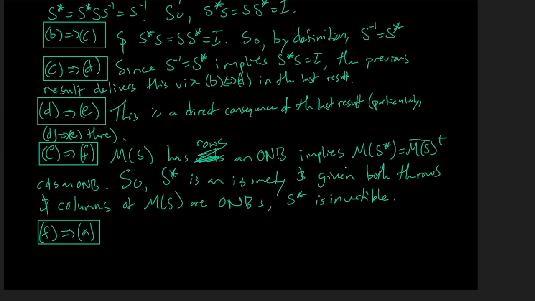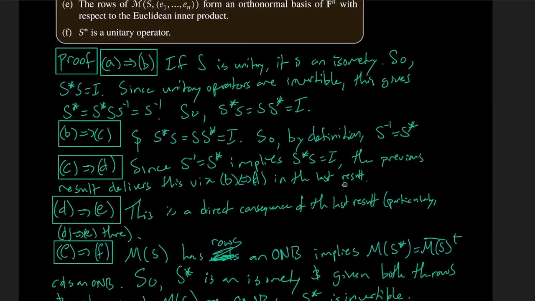So this says that the matrix of S star has its columns an orthonormal basis. So S star is an isometry, and given that both the rows and the columns of the matrix of S are an orthonormal basis, S star is invertible. Well, okay, so having this be an orthonormal basis certainly implies that this one has columns an orthonormal basis, right? Then I should say doing the reverse, with S star replacing S, gives that both these guys have rows and columns that are orthonormal bases. So S star is invertible, hence S is invertible. Bada boom. Now we have E implies F. That is, S star is unitary.